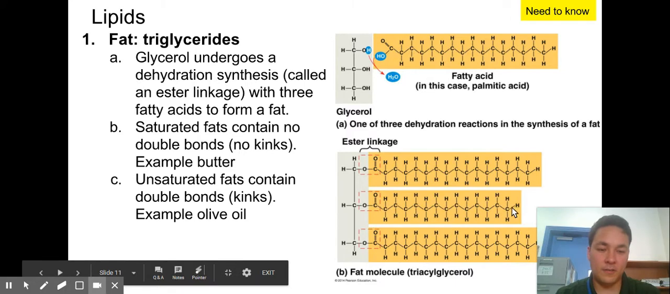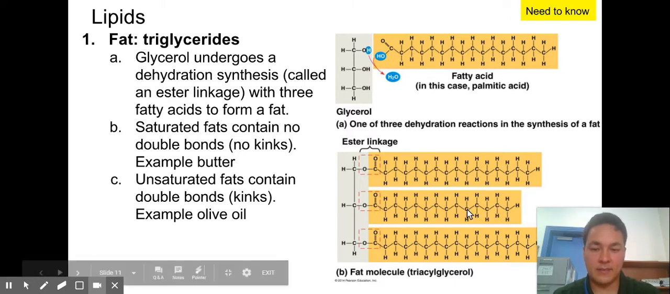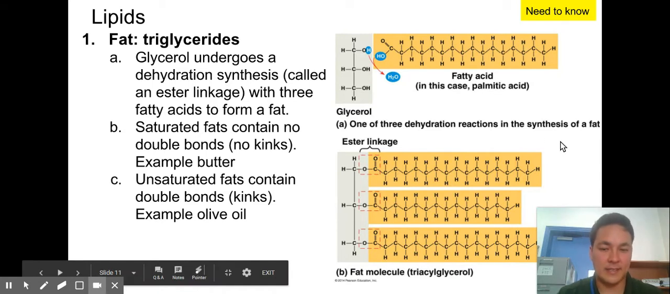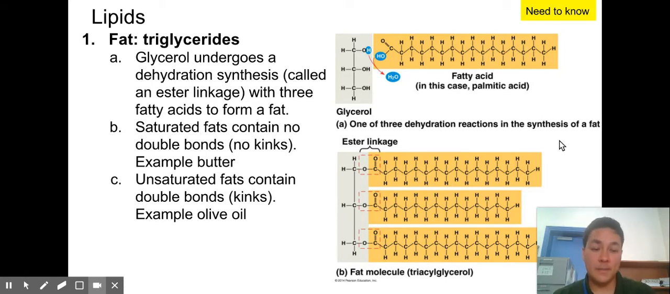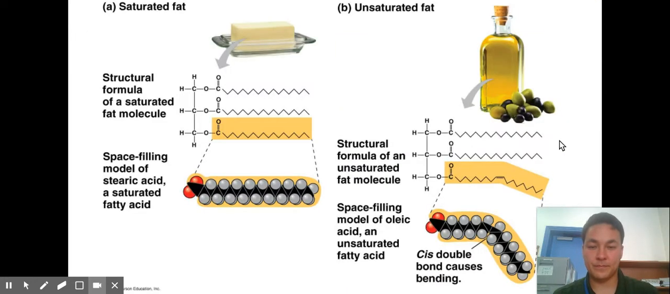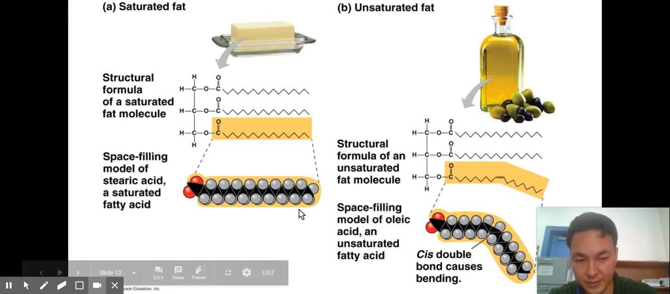If it's all single bonded, it is a saturated fat. If it has double bonds, it's going to put kinks in it, and that's going to be unsaturated. Typically, unsaturated fats are healthier for us, unless they've been hydrogenated, which makes them a trans fat. Here's a good picture of a saturated fat. You can see all the carbons are surrounded. The carbons are black by hydrogens.